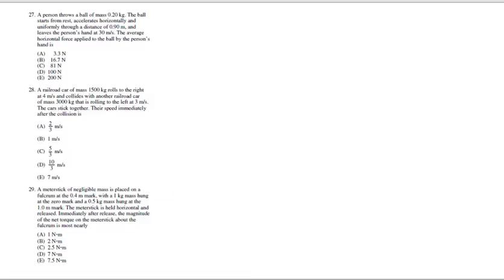Okay, so 27 is kind of a weirdo problem because it's hard to picture. A person throws a ball of mass 0.2 kilograms. The ball starts from rest, and then accelerates horizontally and uniformly through a distance of, this is the weird part, almost a meter. So that means that this person, I'll draw a person like this, was somehow pushing this thing completely, or maybe it's like Superman, I don't know. Something weird. That's supposed to be Superman. Somehow pushing this for this far, which is bizarre to me, but whatever.